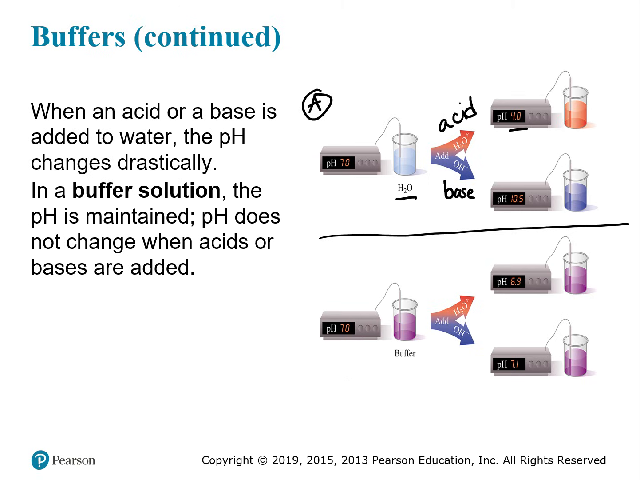With a buffer, you can add a little acid or a little bit of base, and you'll still have about the same pH. So if you're starting with a pH of 7, you add some acid, 6.9. That's not really a change. You add a little bit of base, 7.1. Not really a change from a pH of 7. That's what a buffer solution does. It maintains the pH.